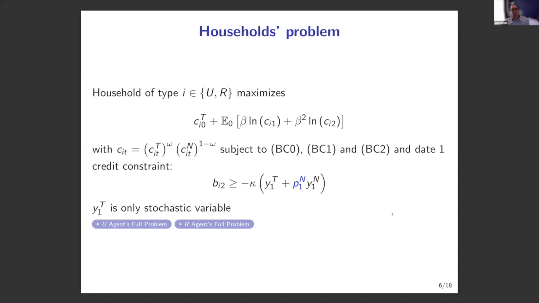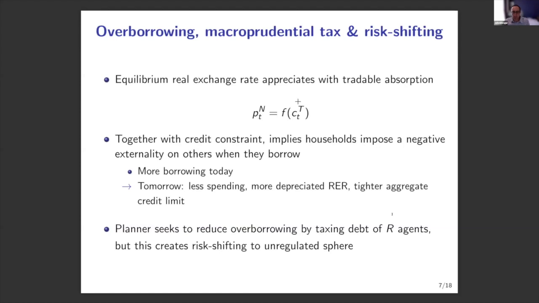So just to summarize a bit what's going on here and what we're doing with this model. There is overborrowing in this model. The reason there is overborrowing is a combination of two elements. One is that the equilibrium real exchange rate appreciates when tradable absorption goes up. So PN, the price of non-tradables, increases in CT, the consumption of tradables. And at the same time, this price shows up in the constraint.